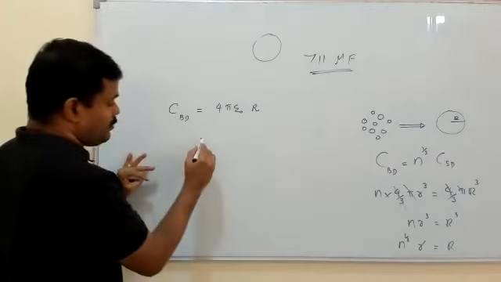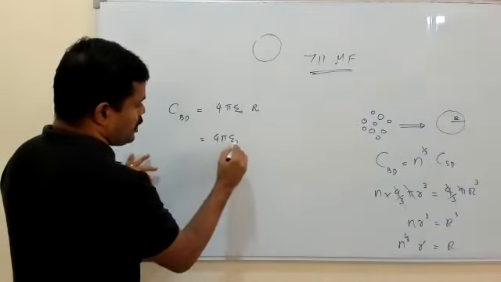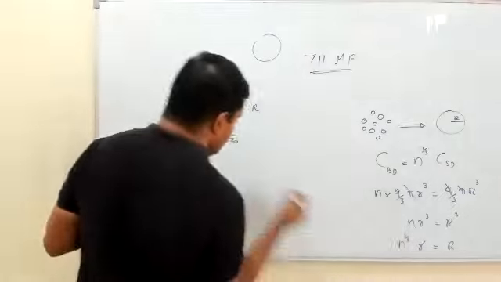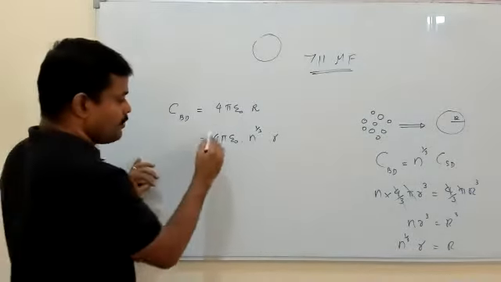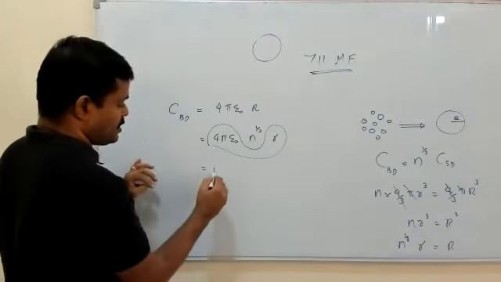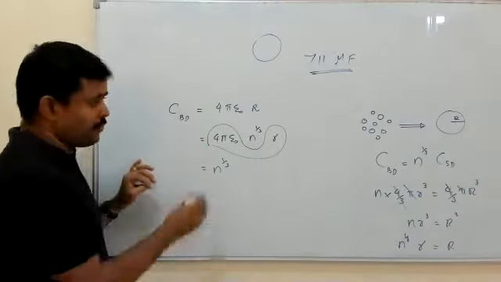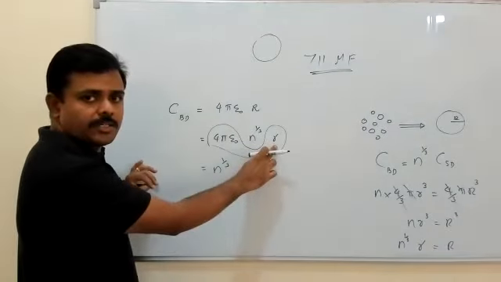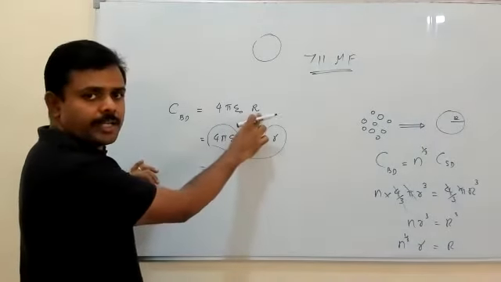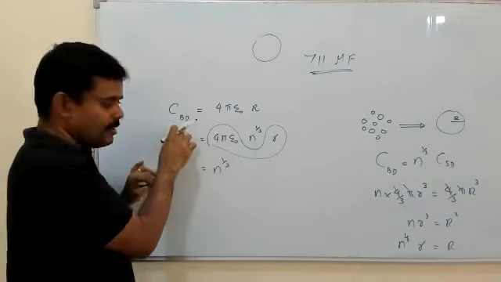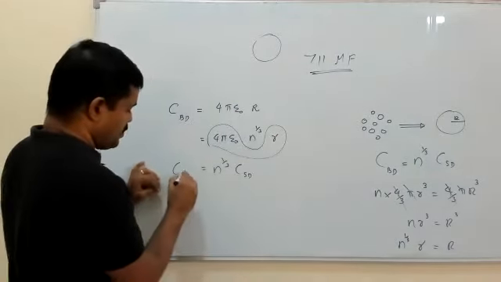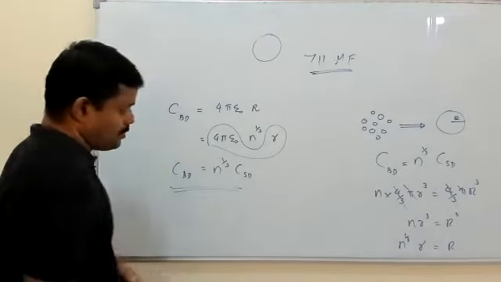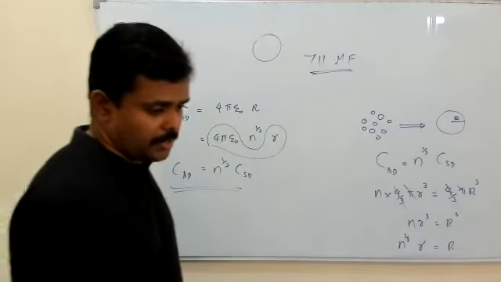So I'm writing 4 pi epsilon 0 into what is capital R? n raised to 1 by 3 into small r. If you take these together, n raised to 1 by 3 into 4 pi epsilon 0 small r. 4 pi epsilon 0 capital R is C big drop. 4 pi epsilon 0 small r is then C small drop. So C big drop is equal to n raised to 1 by 3 into C small drop. Did you understand this?